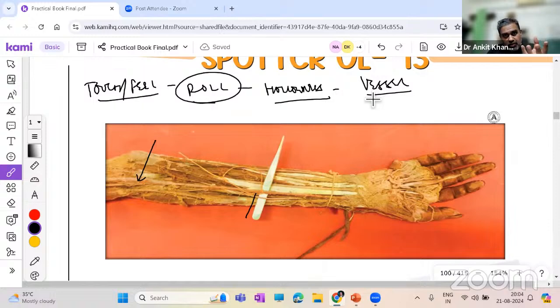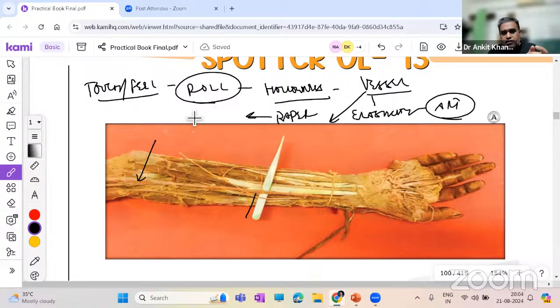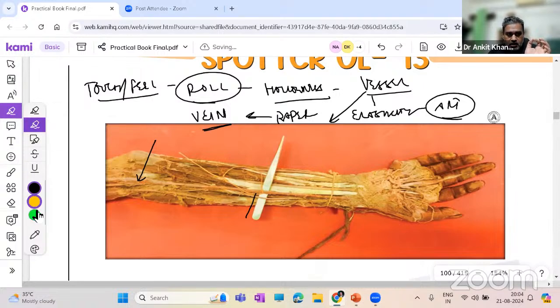And if there's a lot of elasticity in the vessel, so you have first palpated and rolled it, it is a vessel, and you have seen a lot of elasticity in the vessel, it is obviously an artery. And if there's no elasticity, it is paper thin, then it is a vein. Simple as that. Remember this particular thing, I'm repeating it again.